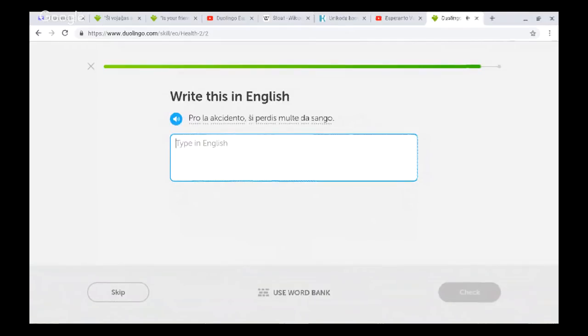Pro la akcidento, ŝi perdis multe da sango. Because of the accident. So this is a question I see a lot. People say, what's the difference between pro and ĉar? Pro is because of the accident. Ĉar is simply because. Yes, pro la akcidento. Because of the accident, she lost a lot of blood.